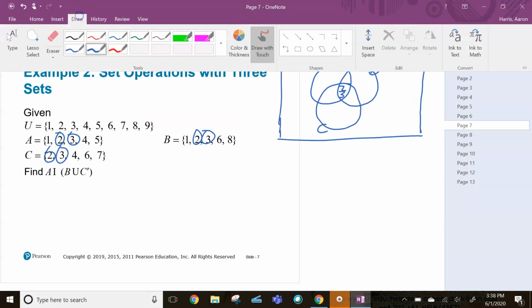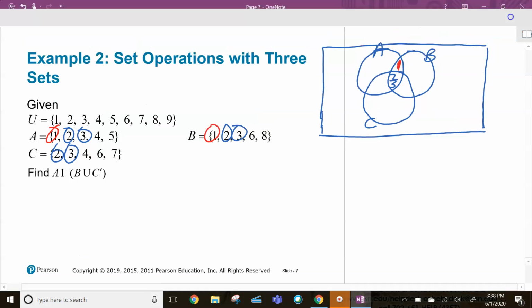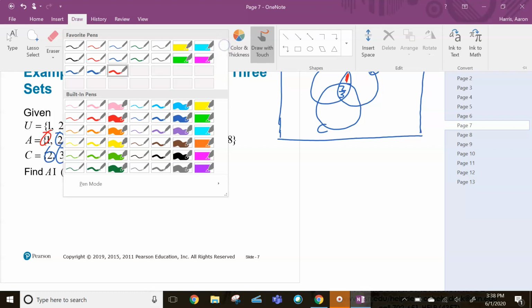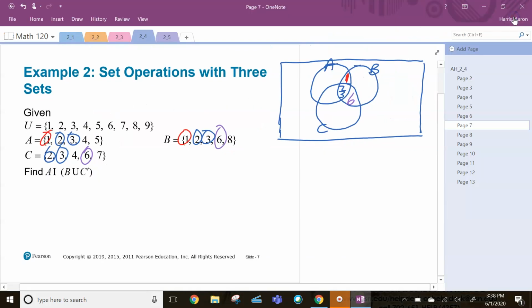Now let me do the ones that are in A and B. Well, obviously 2 and 3 are both in A and B, but also 1 is just in A and B. I'm going to put that 1 right there. Now I'm going to look for which ones are in B and C. Well, 2 and 3, of course, are in B and C, but also notice 6. So 2, 3, and 6 are in B and C, but 6 is the only one in B and C that's not in A.